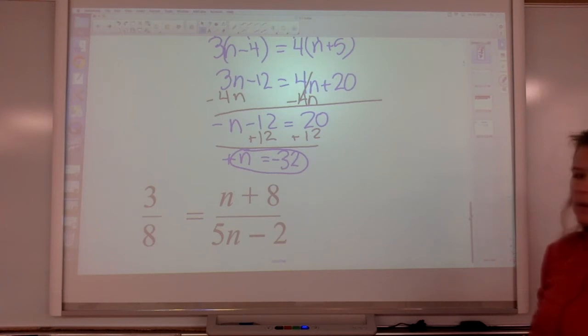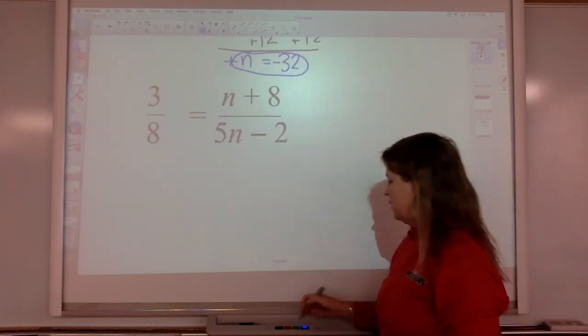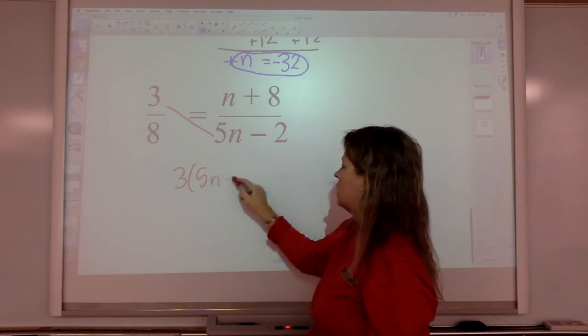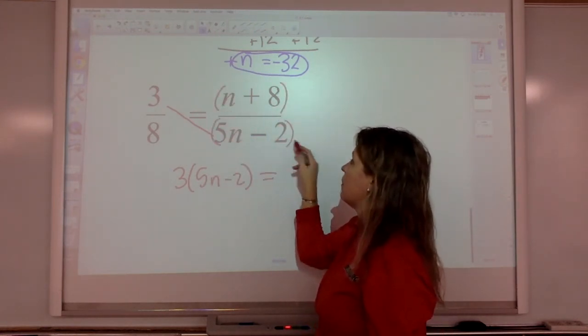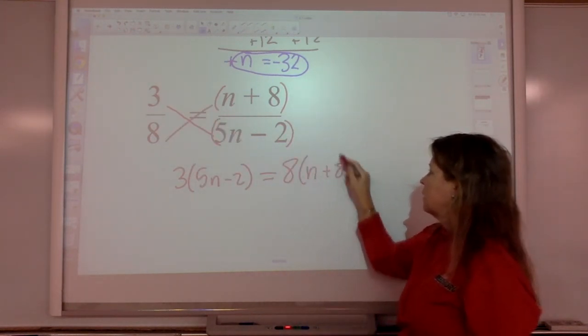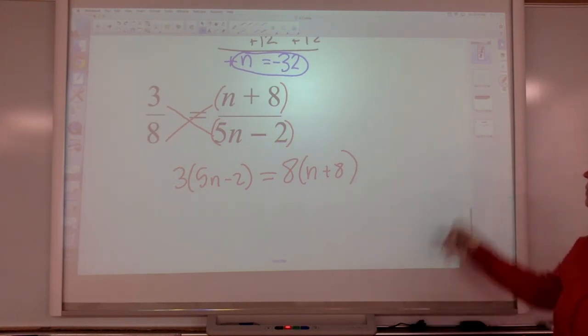You know, I don't know if we have to do one more. You could try it if you wanted to, but it's the same idea. You're going to cross multiply and have a double distributive property. 3 times (5n minus 2) equals, whoops, I forgot to put my parentheses first, 8 times (n plus 8). And then go ahead through and solve that one if you want to. But the setup is what we're working on, because this process we already did in section 2.5. So it should just be review from there on.